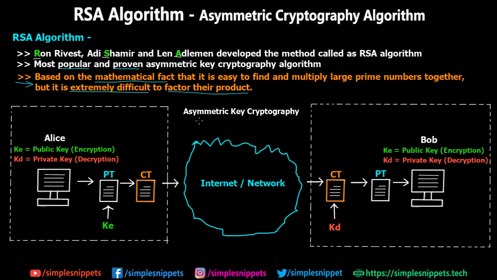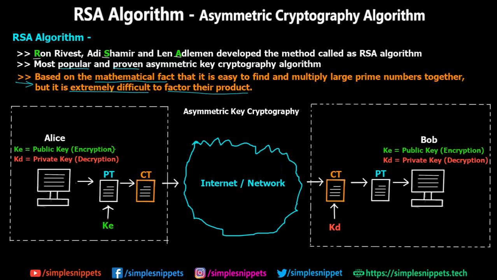This is just an overview of asymmetric key cryptography, in case you have forgotten or don't know how it works. Basically, in asymmetric key cryptography, every user has their own public key and private key. One key is public, which is available to everyone on the network, and one is private. You can see in the diagram, Alice has her own two keys, public key and private key, and Bob has his own two keys, public key and private key.